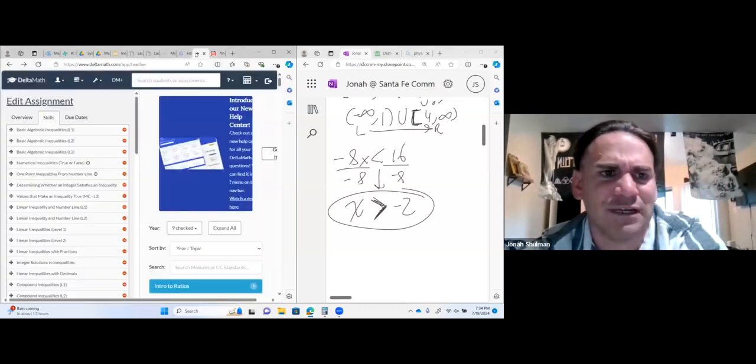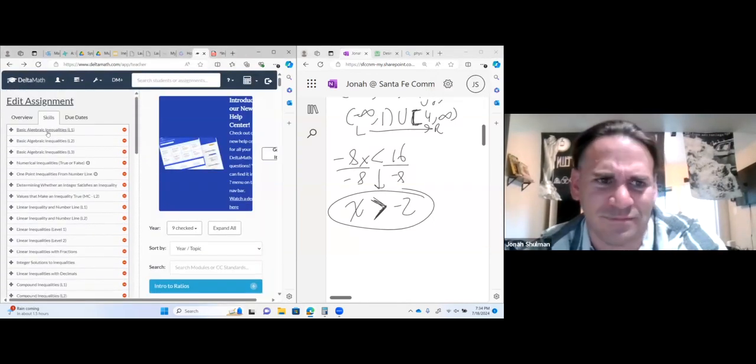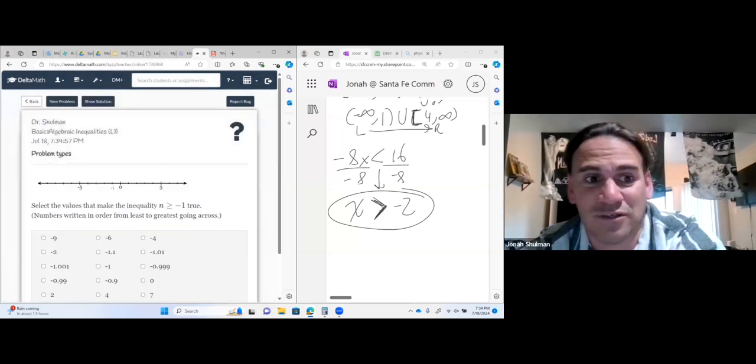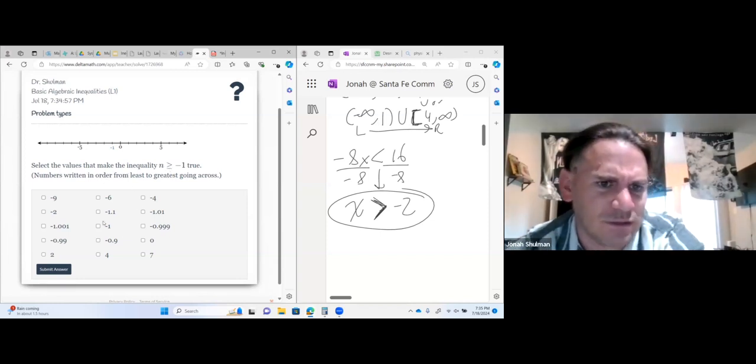All right, so we're going to jump into Delta. Here are the skills. There's a bunch, so I'll probably break somewhere halfway through, but let's just start with some basic inequalities. Select the numbers to make it true. Okay, so there's a ton of these. So we just need everything that's greater than or equal to -1.